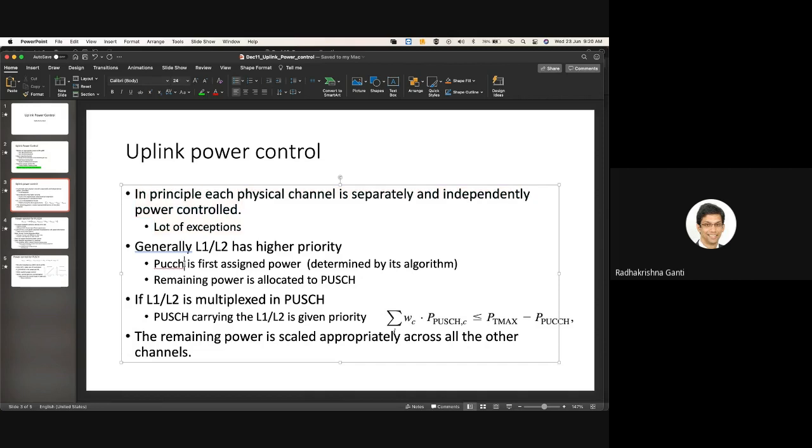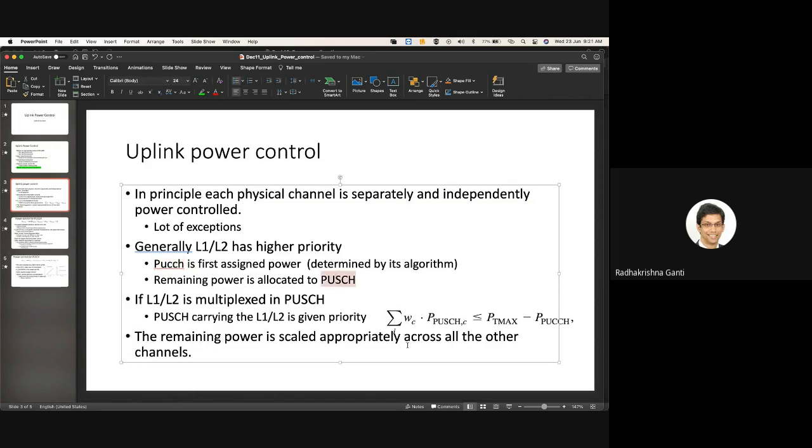So, in general, PUCCH and PUSCH have high priority. First, the PUCCH is assigned power determined by some algorithm, and the remaining power is allocated to PUSCH, because until you decode PUCCH, you cannot decode PUSCH. The HARQ acknowledgements and other things are there in PUCCH. But PUCCH, you should understand, is a very, very small channel. So effectively, a lot of power is allocated to PUSCH.